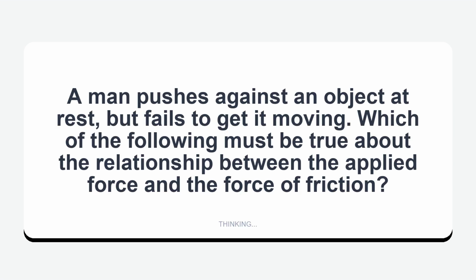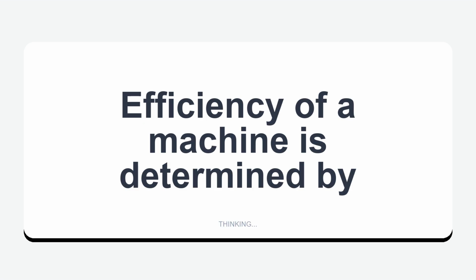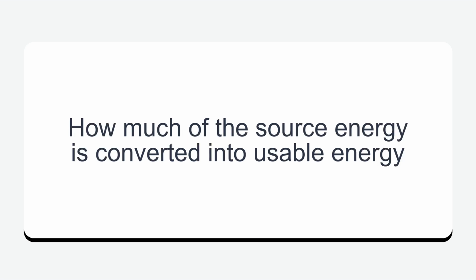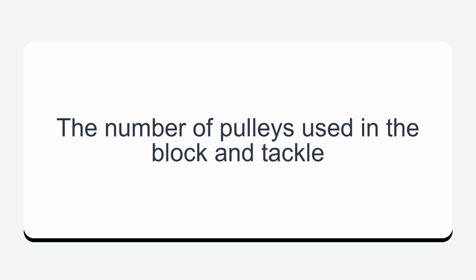A man pushes against an object at rest, but fails to get it moving. Which of the following must be true about the relationship between the applied force and the force of friction? The applied force is equal to the force of static friction. Efficiency of a machine is determined by how much of the source energy is converted into usable energy. Neglecting friction, the mechanical advantage provided by a block and tackle is equal to the number of pulleys used in the block and tackle.